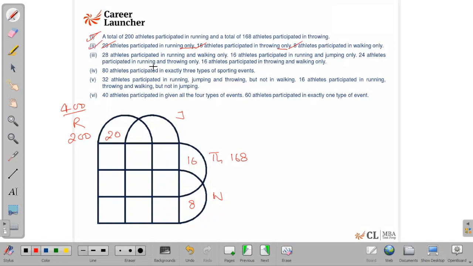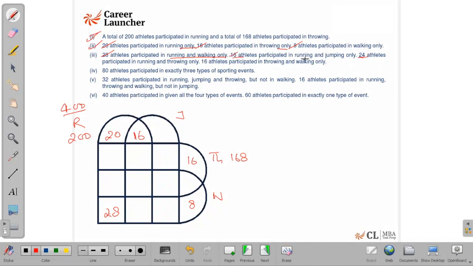Statement 3. 28 athletes participated in running and walking only. Running and walking overlap will be this. And how many are these? 28 athletes participated in running and walking only. 16 participated in running and jumping only. Running and jumping only is 16. Okay.